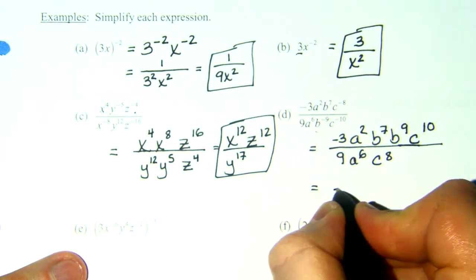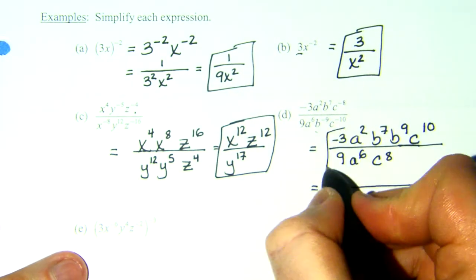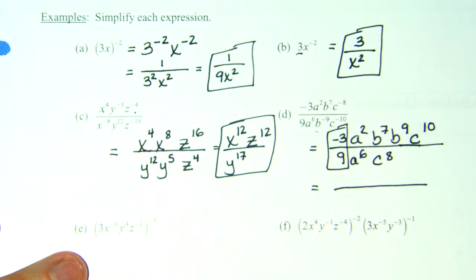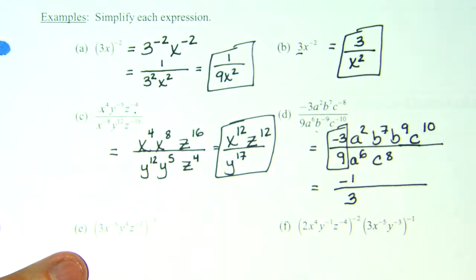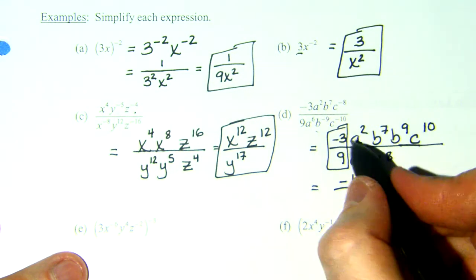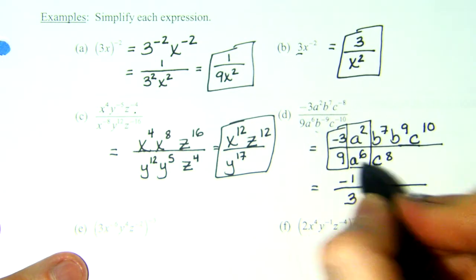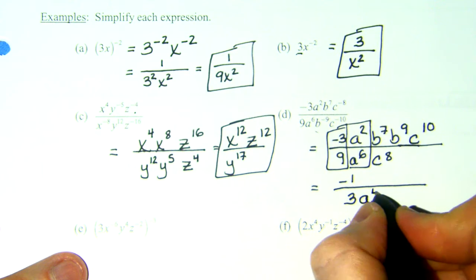Now, as for this negative 3 over 9, that's just a fraction. Negative 3 over 9 becomes negative 1 over 3, negative 1/3. My a's look like an a to the 4th in the denominator.